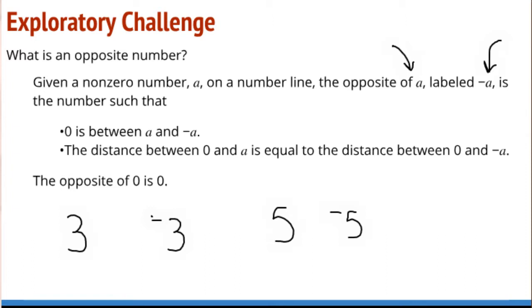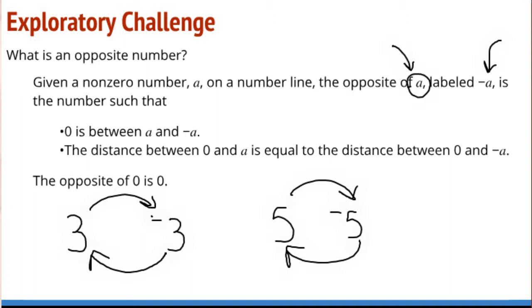Now, something that's important to understand here is that these are opposites of each other. -3 is the opposite of 3, which means that 3 is the opposite of -3. -5 is the opposite of 5, and 5 is the opposite of -5. So these are opposites of each other. So the opposite of A is -A, and the opposite of -A is A.